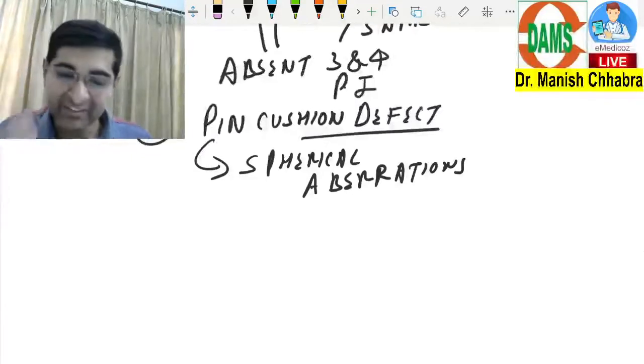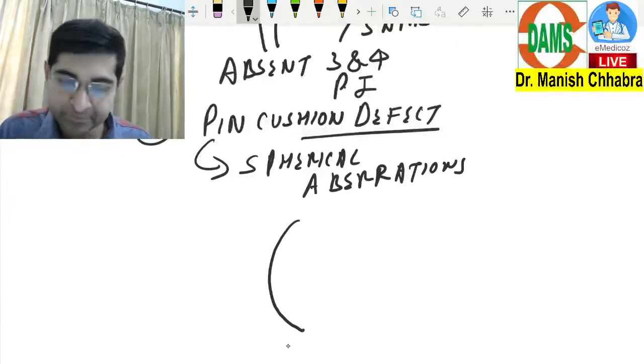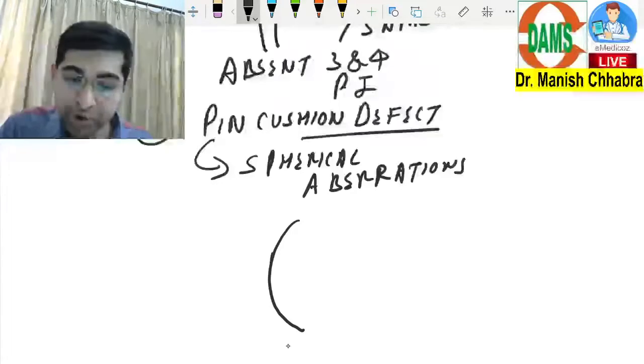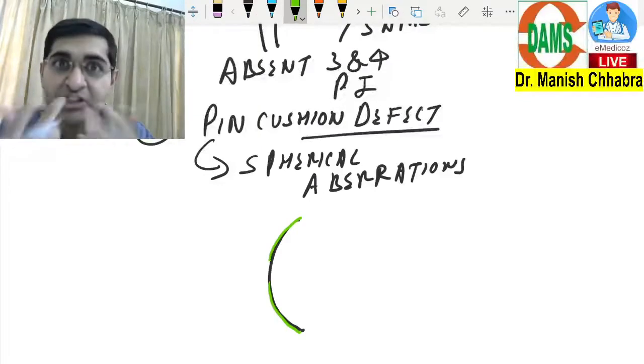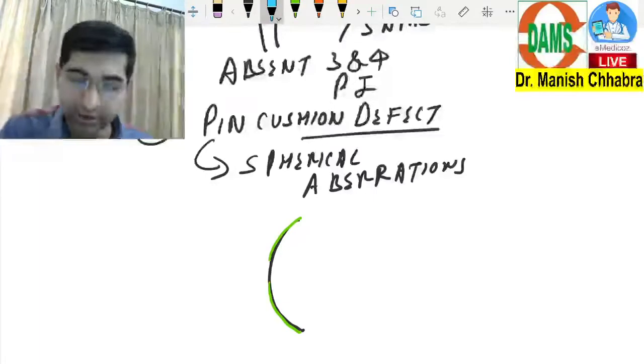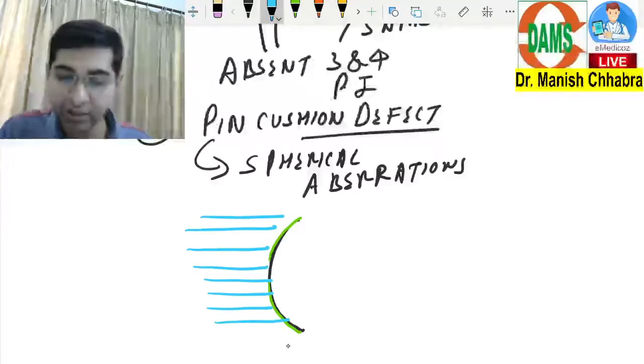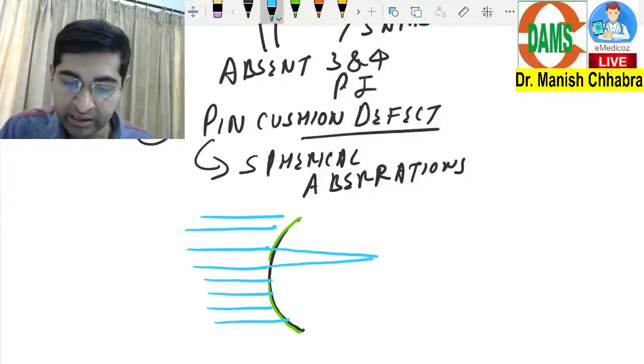Okay. Spherical aberrations. So this is the normal cornea. As you know, the more peripheral you go, the more the curvature of the cornea, right? Now, if the light ray has to pass through the cornea, I am just giving you a demonstration of spherical aberration. So what is happening? There will be some bending of this ray, some bending of this ray, some bending of this.